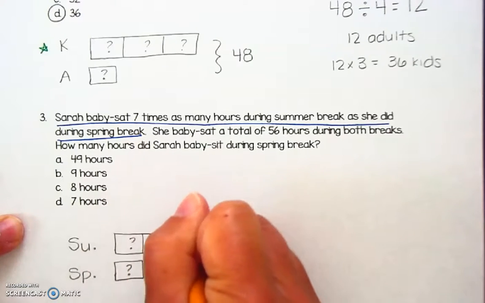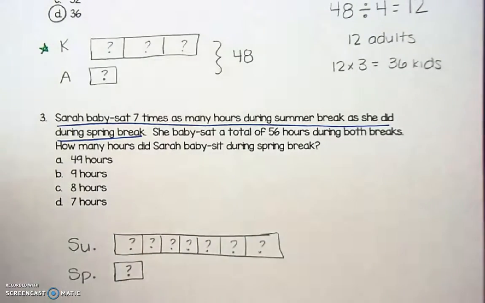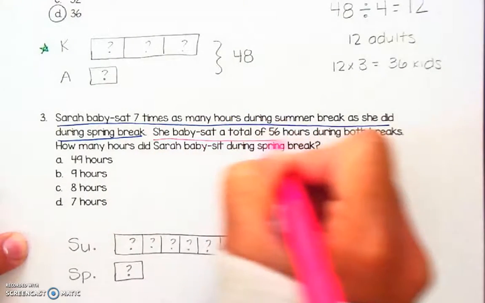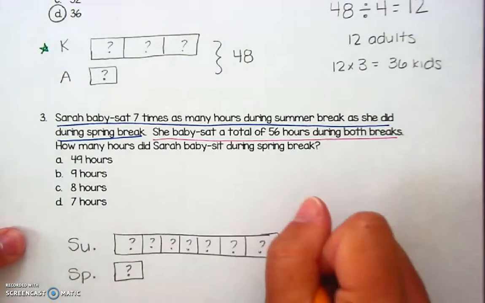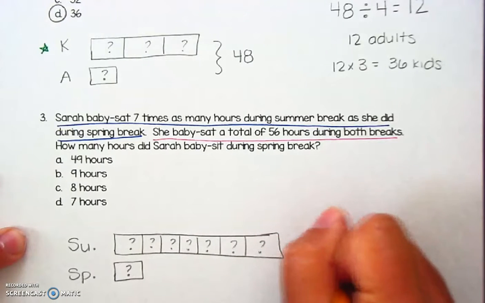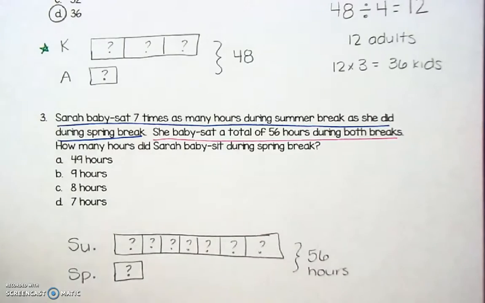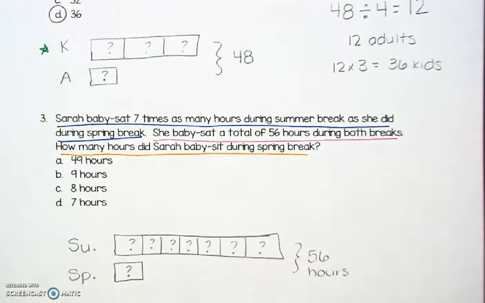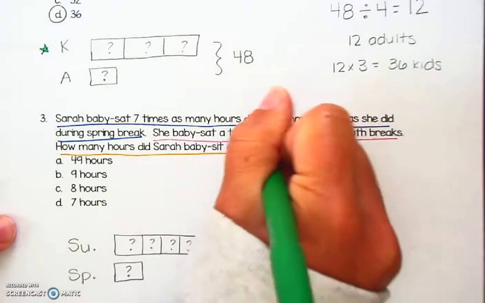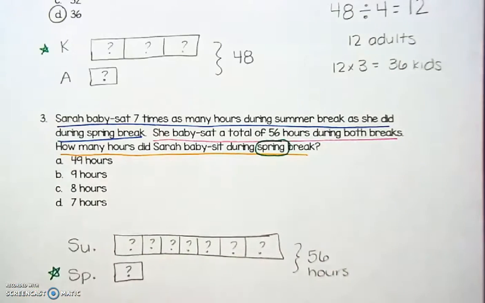Then sentence 2 reads, she babysat a total of 56 hours during both breaks. So that means between summer break and spring break, she babysat for 56 hours. How many hours did Sarah babysit during spring break? So I need to pay attention that I'm looking for spring break this time, which is just 1 box.